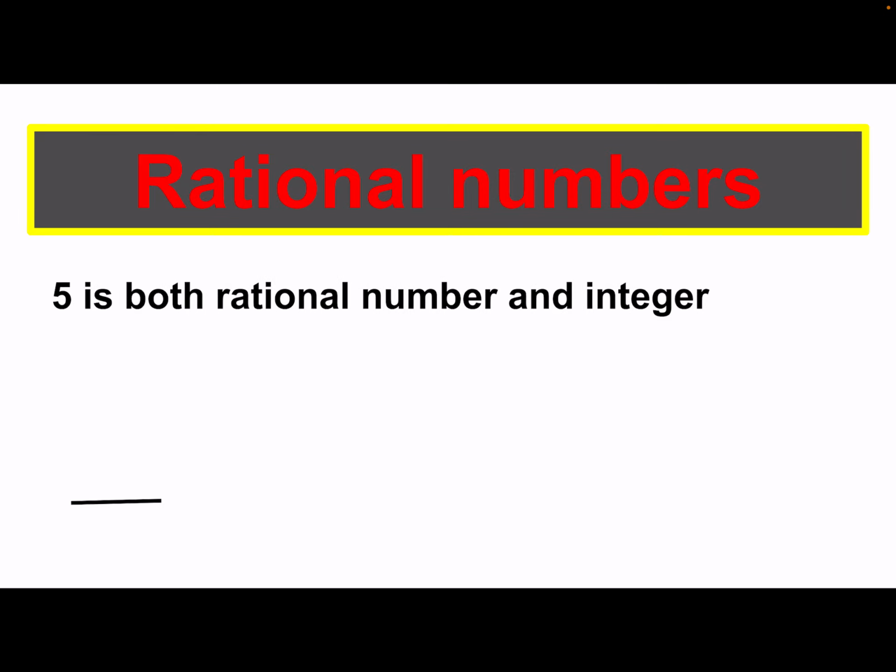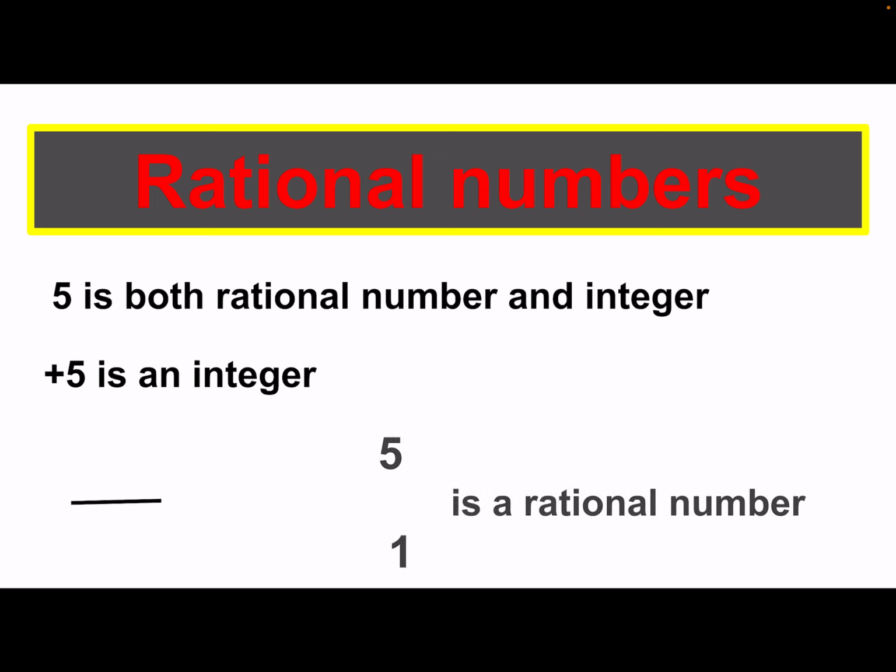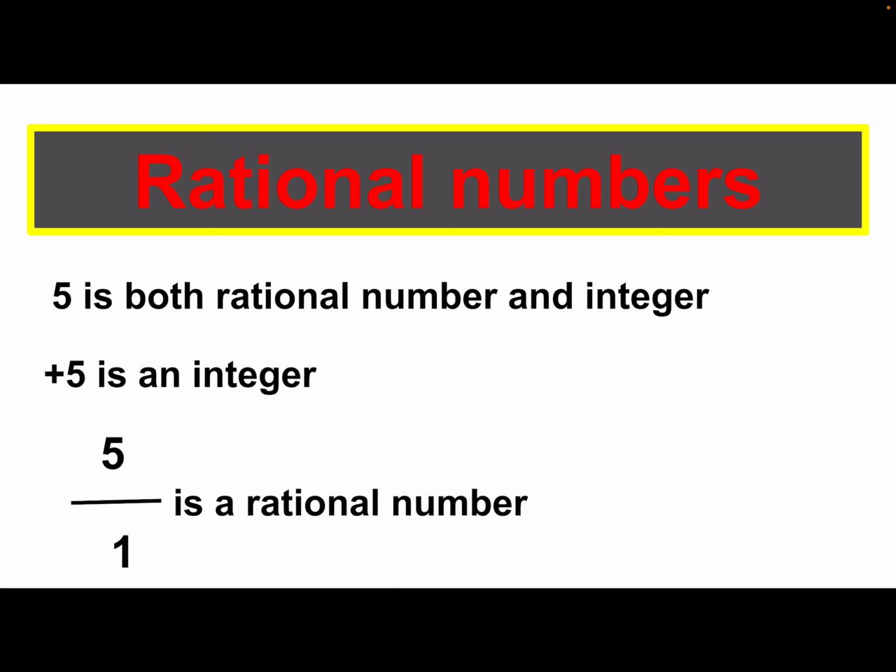Now 5 is both a rational number and an integer. It is an integer because it's +5, and a rational number because 5 can be written as 5 by 1. 5 is in the numerator and 1 is in the denominator.